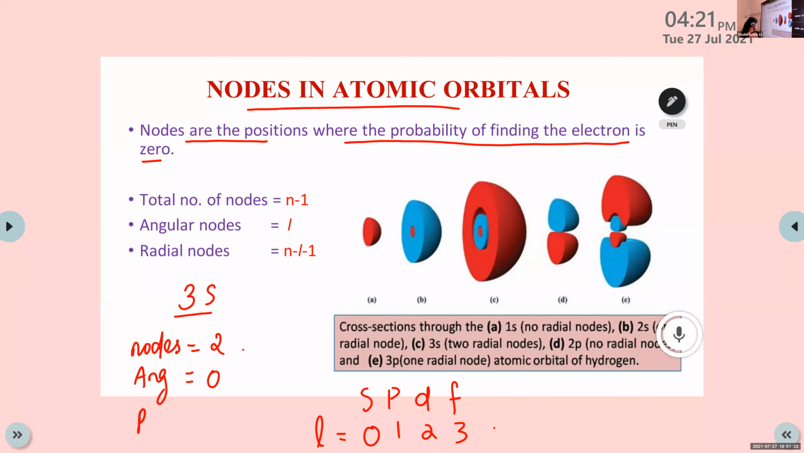Then radial nodes, Emmeline? That means 3 minus, here the L value is 0, minus 1, right? So here it is 2, isn't it? 3 minus 0 minus 1.